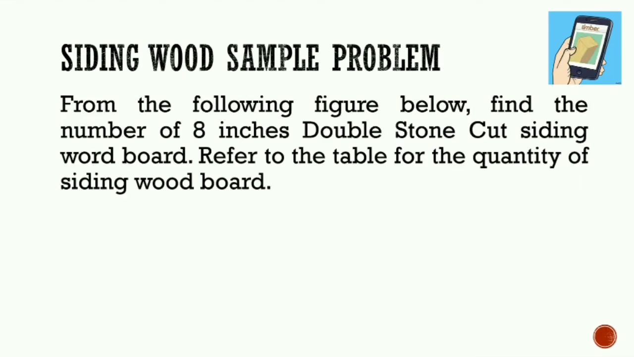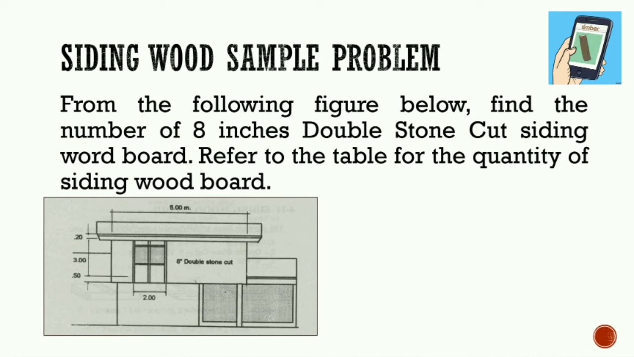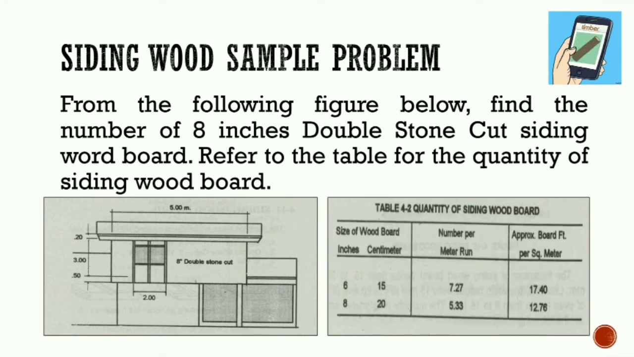Here is a sample problem for the siding wood. In the following figure below, find the number of 8 inches double stone cut siding wood board. Refer to the table for the quantity of siding wood board. So in table 4.2, you can see the quantity of siding wood board, with the size of the wood board in inches and centimeters, the number per meter run, and the approximate board feet per square meter.